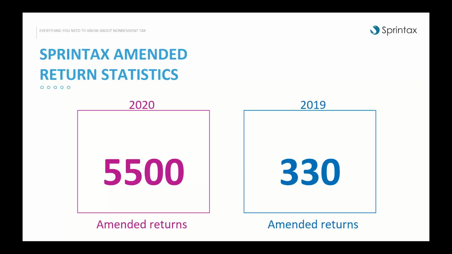But looking at the reality of the situation here at Sprintax and looking at some interesting stats. In 2019, here at Sprintax, we prepared around 330 amended tax returns. We saw that jump to around 5,500 amended returns in 2020. So that was largely as a result of the stimulus check going to non-residents across the US and across the world. And when they became aware of any error, they were eager to fix that and make things right with the IRS.